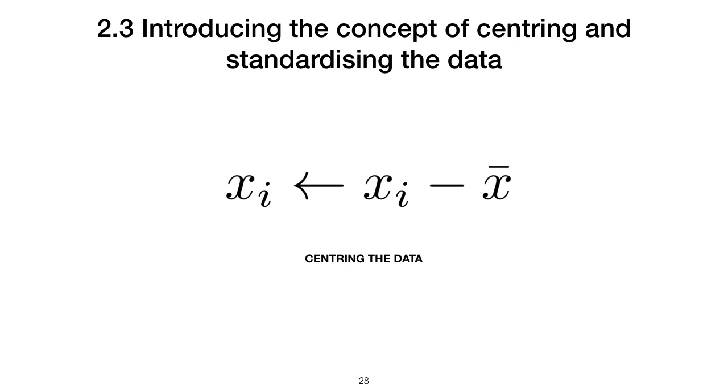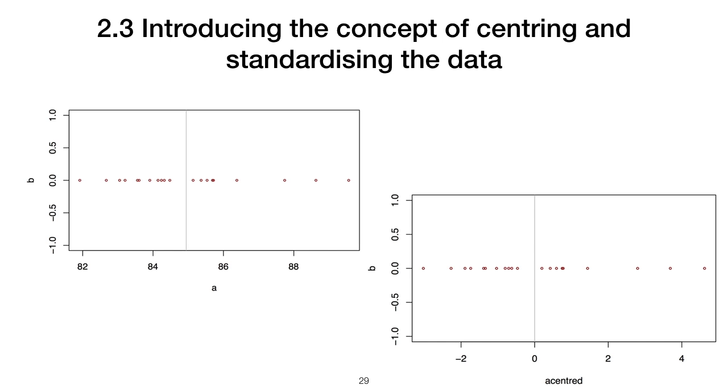In other words, xi will be replaced by xi minus x bar, where x bar is the average calculated over the xi. These two graphical outputs are the same in terms of distribution. The only difference is that the center of the second output is the origin of the graphic. In other words, the mean of the centered data is equal to 0.